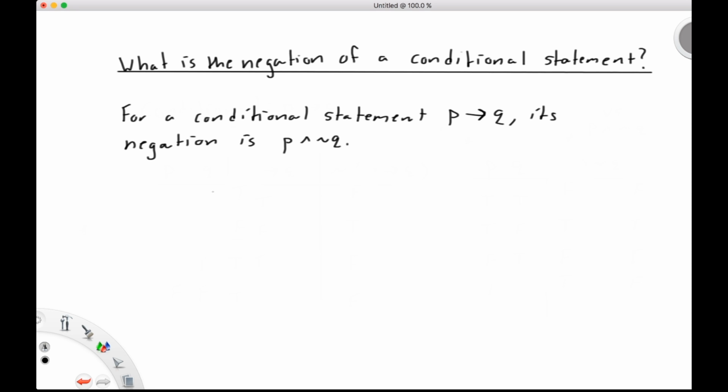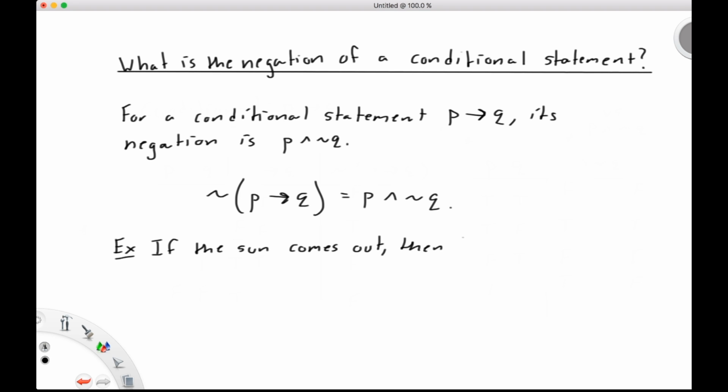Or in other words, the negation of the statement P then Q is equal to P and not Q. And so we can consider an example now, rather than just in symbolic logic, we can consider an example in English and say something like, if our statement is, if the sun comes out, then the sky is blue, its negation would be P and not Q.